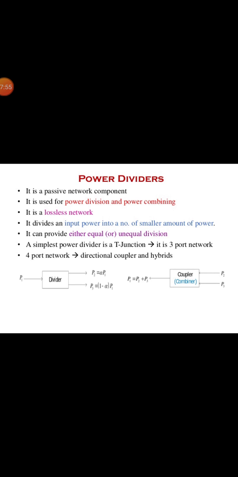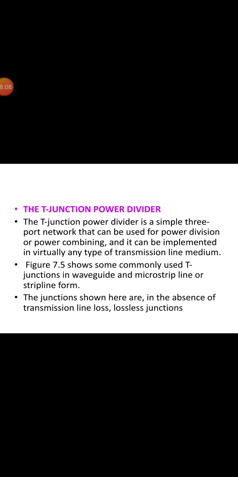So this diagram shows the power divider and power coupler, where the divider divides the power, whereas the coupler combines the power. And the types of power dividers are the T-junction power divider, resistor divider, and Wilkinson power divider.